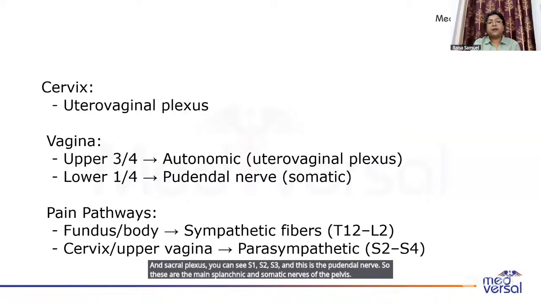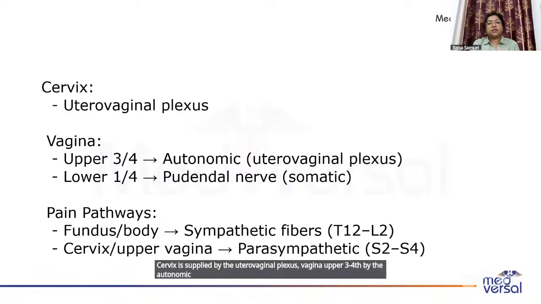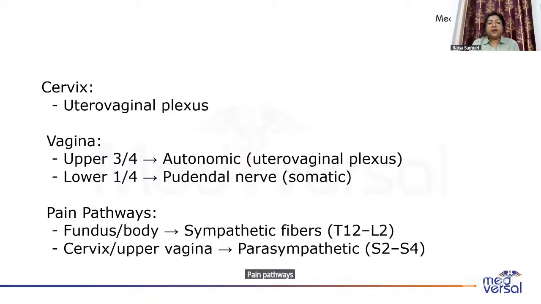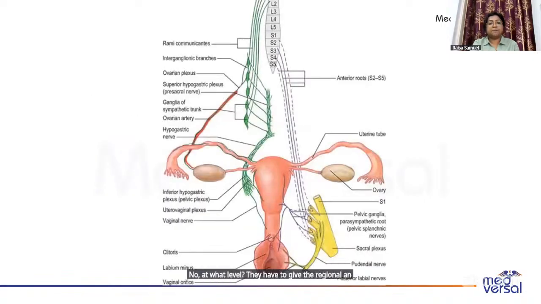Cervix is supplied by the uterovaginal plexus. Vagina upper 3/4 by the autonomic, that is the uterovaginal plexus, and lower 1/4 by the pudendal nerve. Pain pathways, that is the fundus or the body, they go to the T12 to L2 sympathetic fibers, and cervix or upper vagina to the parasympathetic, that is S2 to S4. So when doing surgery, we have to know at what level they have to give the regional anesthesia.